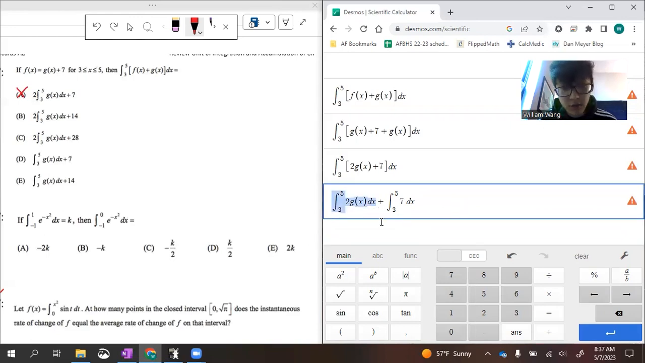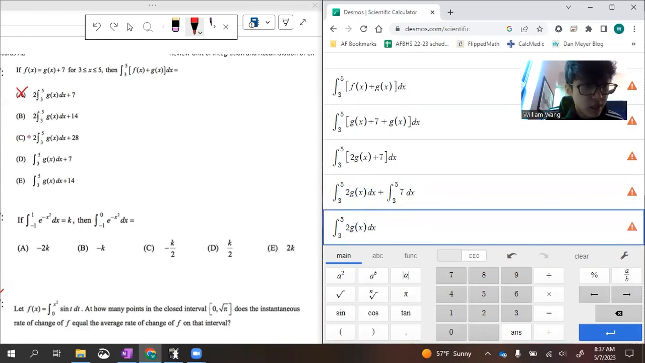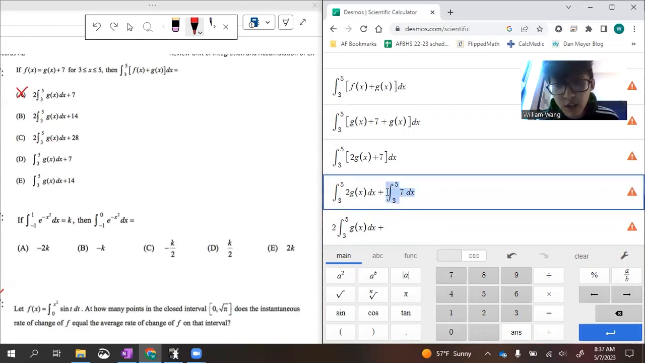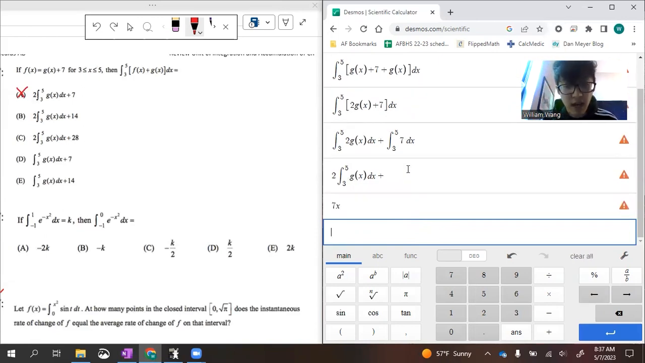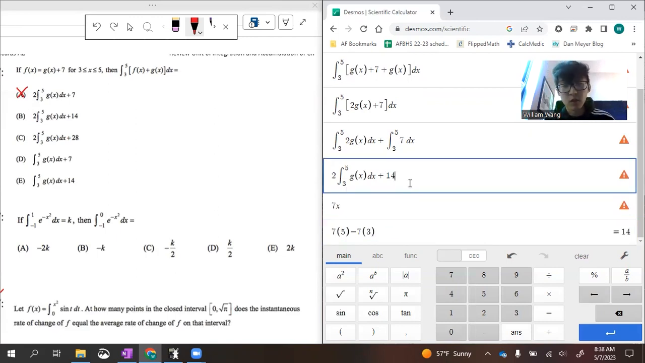Here we can solve for this. It looks like for all of these, they do write the 2 out front. So 2g of x, I can write this as 2 out front of g of x. And I need to solve for this separately. Integral from 3 to 5 of 7. There are two ways you can think about this. First, you could just take the integral of 7. So that's 7x, and I'm going to plug in 5. 7 times 5 minus 7 times 3. That's equal to 14, so plus 14.